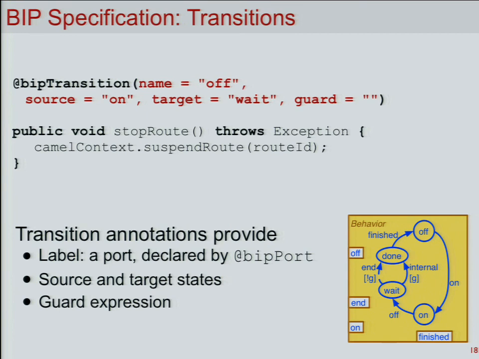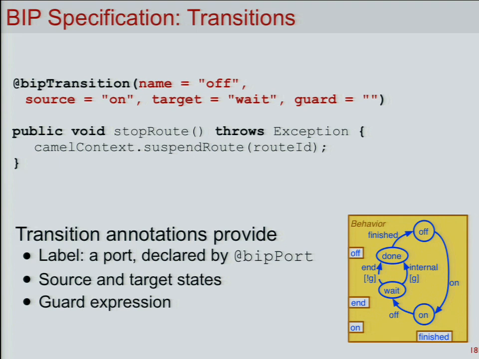Okay, so transition, another annotation. We say that we have a transition off, for example here, which goes from source state on to target wait, and doesn't have a guard. So there's no function which has to be computed to true to actually allow this. We can do it at any time, as long as we are in state on.